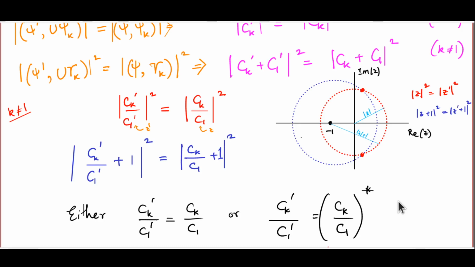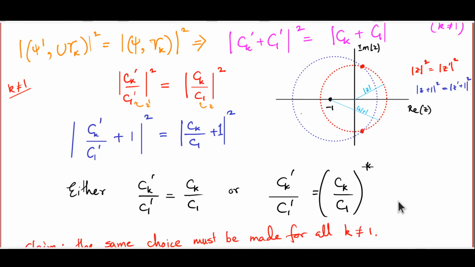Now apparently, Wigner in his original proof did not spot that the logic that he is using here is incomplete unless he manages to show that ck prime by c1 prime is either equal to ck by c1 for all k or its complex conjugate for all k. All he did was show this result and proceed to the next step. Weinberg has filled up this gap in the proof, and that is what I am going to describe next.